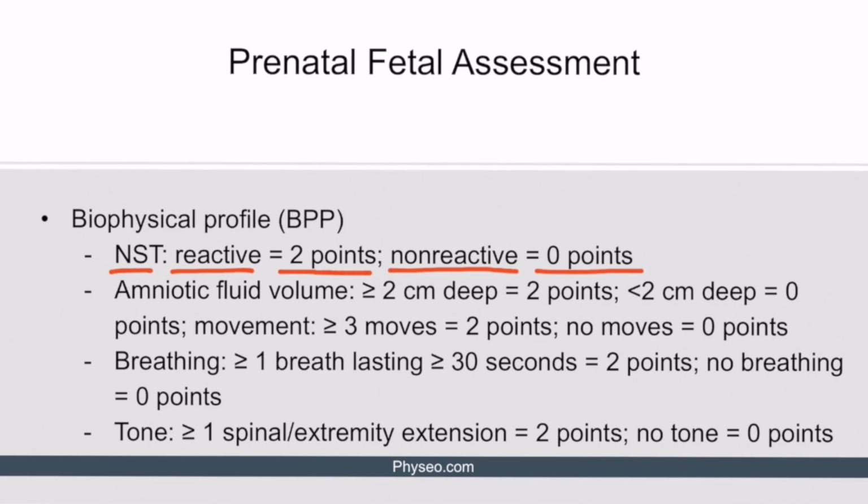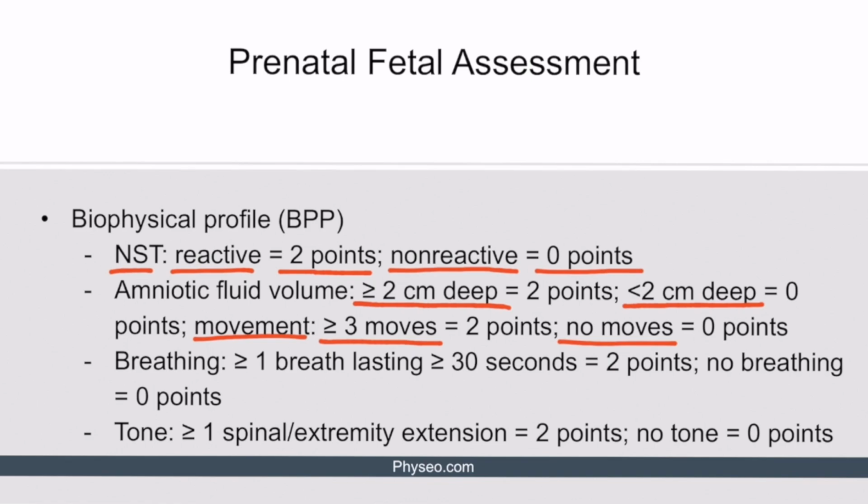Now, the second criterion is the amniotic fluid volume. When this volume is evaluated, if the deepest pocket of amniotic fluid is greater than or equal to 2 centimeters deep, then the fetus gets 2 points, indicating there's a good amount of amniotic fluid surrounding the fetus. However, if the deepest pocket is less than 2 centimeters deep, the fetus gets 0 points. The third criterion is movement. If the baby performs 3 or more body movements, then she gets 2 points. And if there are less than 3 or no movements, the fetus gets 0 points.